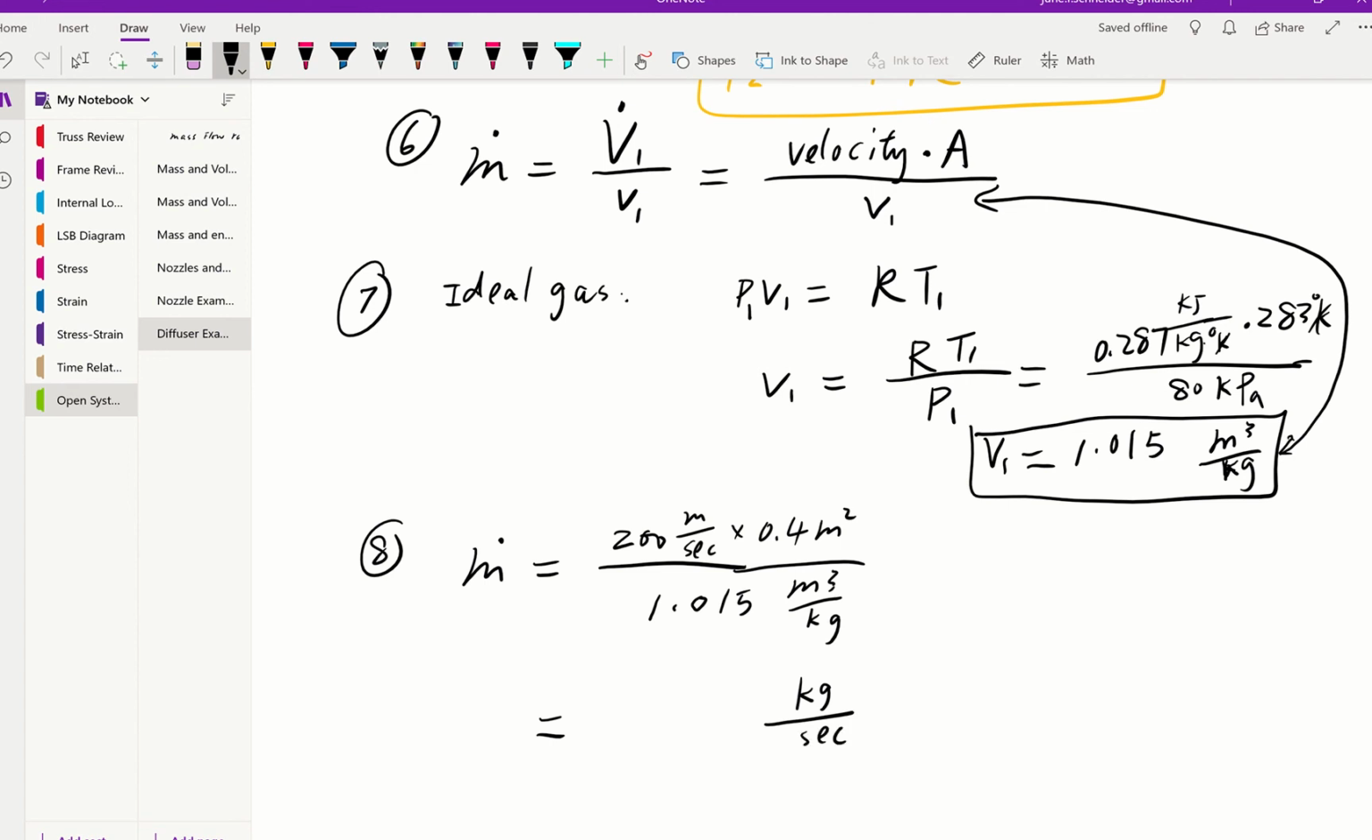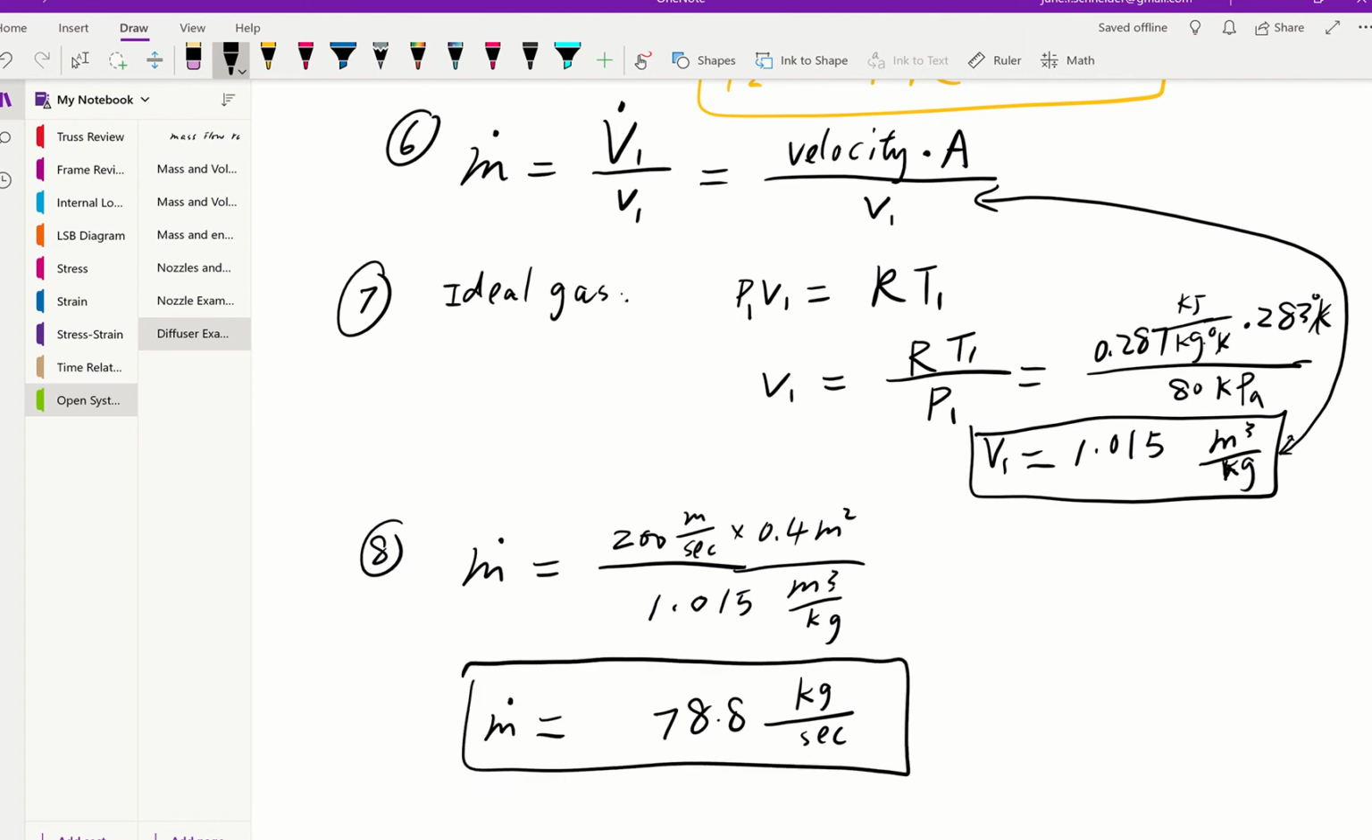Now let's put our values in. So it's 200 times 0.4 divided by 1.015. That will give us 78.8 kilogram per second.